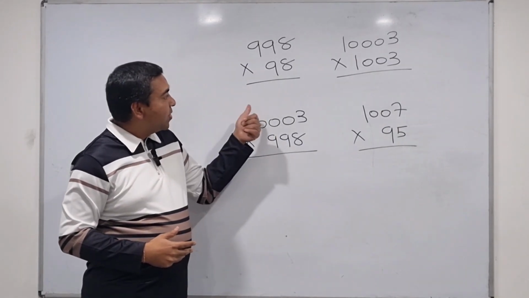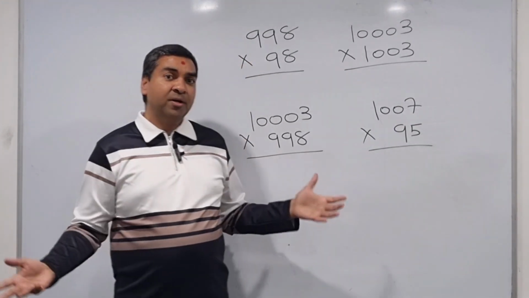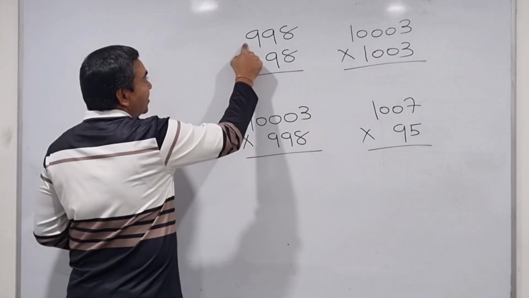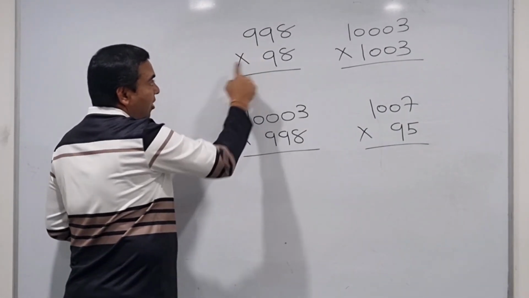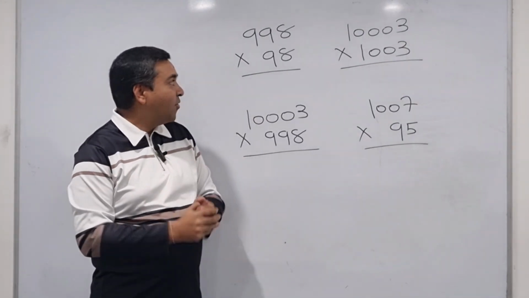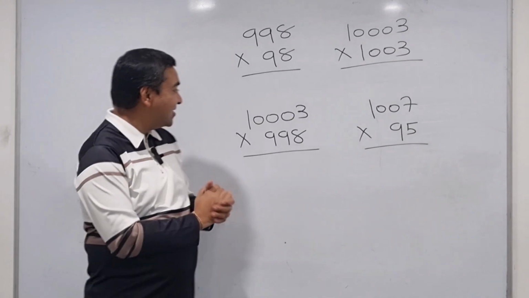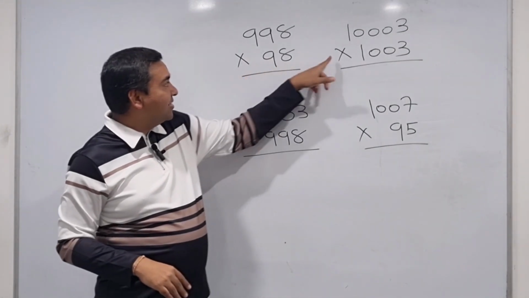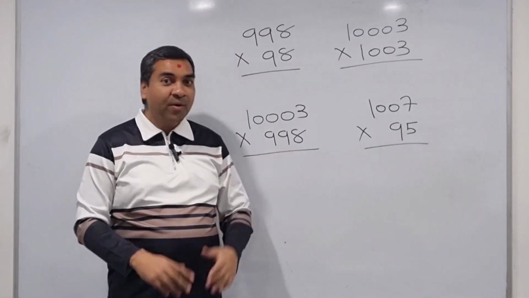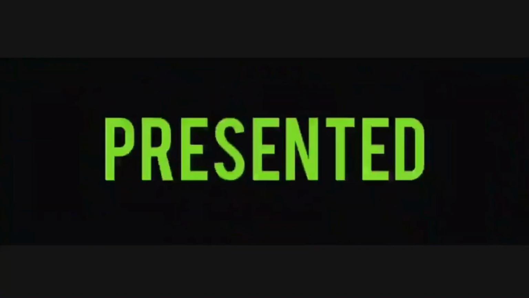In this video, we are going to learn what to do if you have two numbers with a different base. You can see 998 times 98: this base is 1000, this base is 100. Still, how can we multiply them in a matter of 1 or 2 seconds? After watching and learning all the tricks, any of these multiplications, you'll be able to do in a matter of 2 seconds.